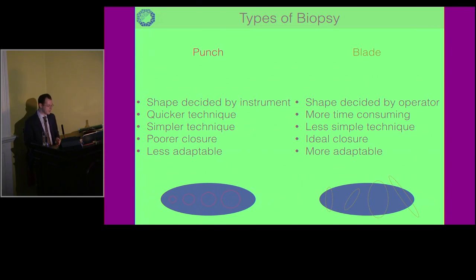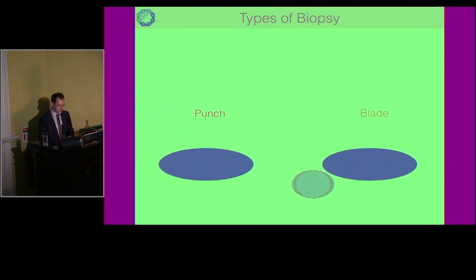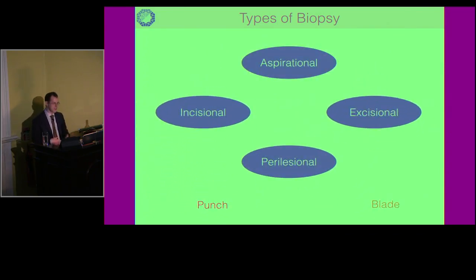A blade obviously is a different story, where you're using a scalpel and you can make it any shape you want. So you can customize it to the treatment. You can also plan for better closure, and it's much more adaptable. So if we consider the green blobs there at the bottom to be the pathology or the area you want to biopsy, the colors there are showing you the kinds of biopsies you can do. If we look at it the other way then and think of the other types of biopsy, forget about what surgical intervention you're going to do, you can call them incisional or excisional, perilesional or aspirational. An aspirational biopsy is where you stick a needle into it.